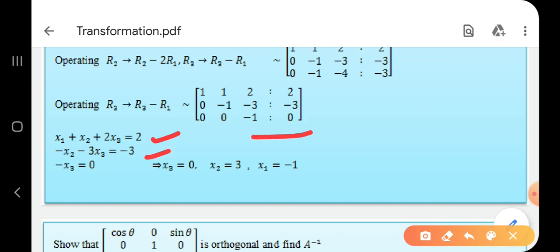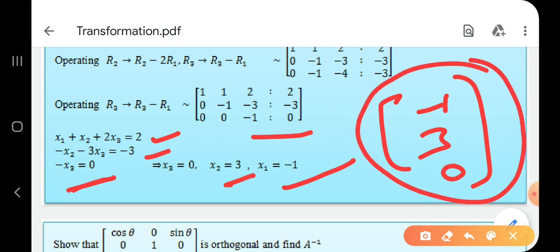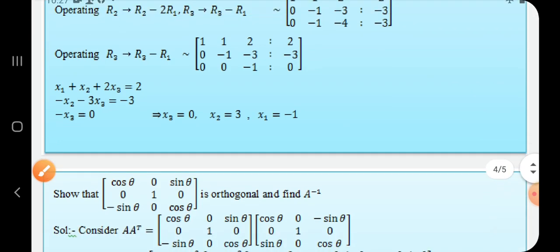And I get from this x3 equal to 0. You may write x, y, z, z equal to 0 like that, no problem. Here we consider in our problem x1, x2, x3, so we take x1, x2, x3 here. So x3 equal to 0, back substitute, you will get x2 equal to 3, and the value of x1 is -1. So we get -1, 3, 0 in X corresponds to 1, 2, -1 in Y. Correct? So such examples we have to solve.